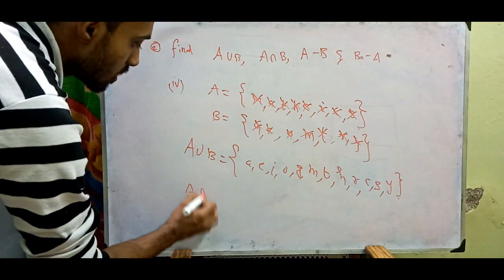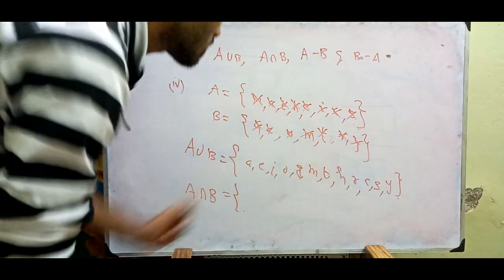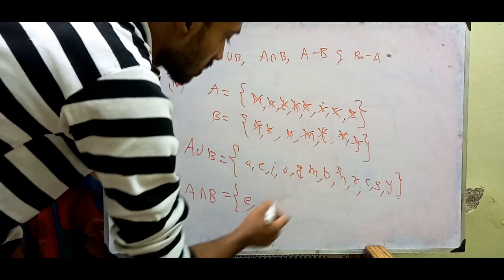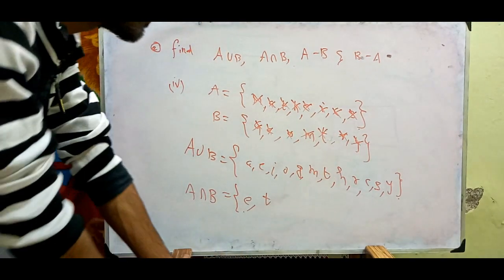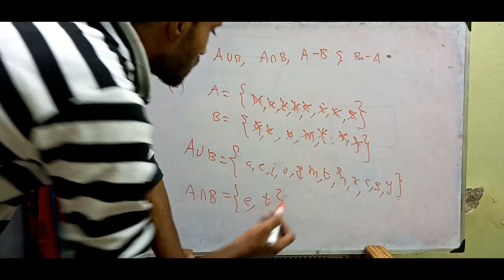Okay, so A intersection B is just, see, T is the repeated element. I don't think so. A is repeated, E is repeated, I think. Yeah, E is repeated and T is repeated. Then I don't think there is anything else. Okay, so E and T itself.